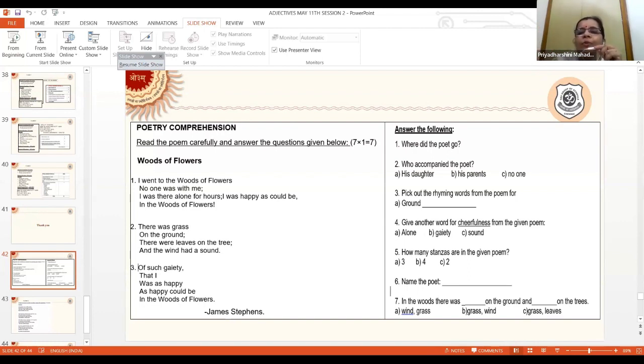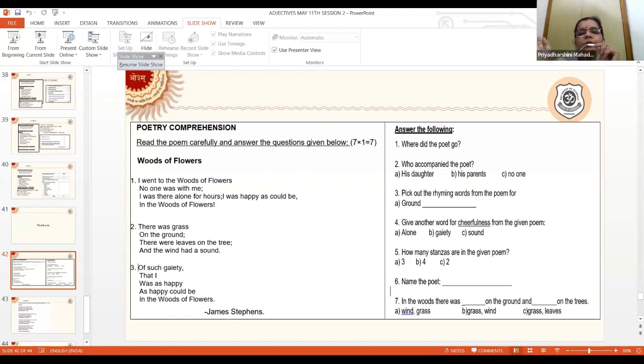So where did the poet go? What is the answer for that? I went to the woods of flowers. So encourage the child to write in sentences. Always note, even class 4, class 5 children write in words at times. Where did the poet go? Woods of flowers, they will write. From the exam point of view, it is correct. We may not penalize sometimes, but you tell them if you write in sentences only, you will get the full mark, 1 full mark. Otherwise, we will cut half a mark. So the child should be encouraged to write in full sentences.